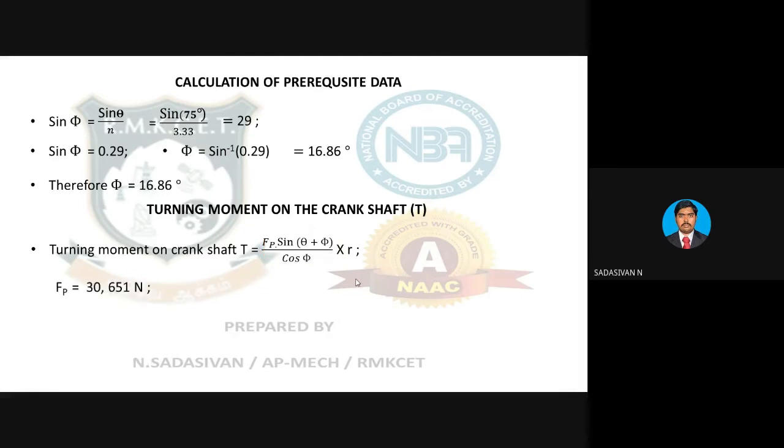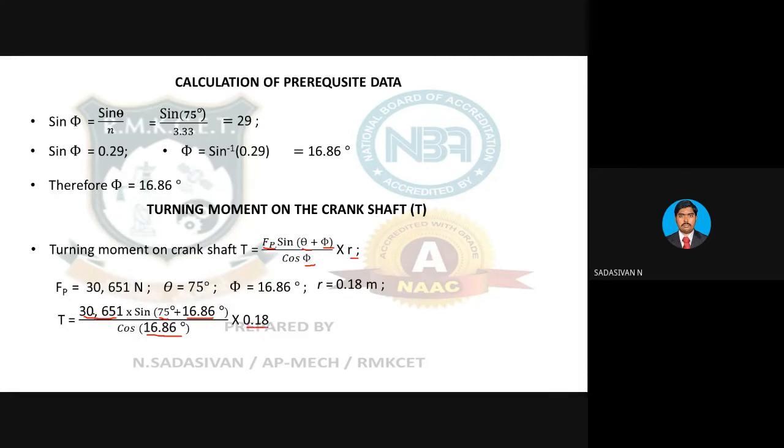Substitute all the numbers. Fp is 30,651. Theta is 75. Phi is 16.86. R is 0.18. So put all the numbers into the above formula. 30,651 sin 75 plus 16.86 by cos 16.86 into 0.18. So what are all these things? Fp is 30,651, theta is 75, phi is 16.86. Again, the denominator phi is 16.86. Radius is 0.18. So you try to solve this. I'll wait 1 minute. Try to solve this in a calculator.